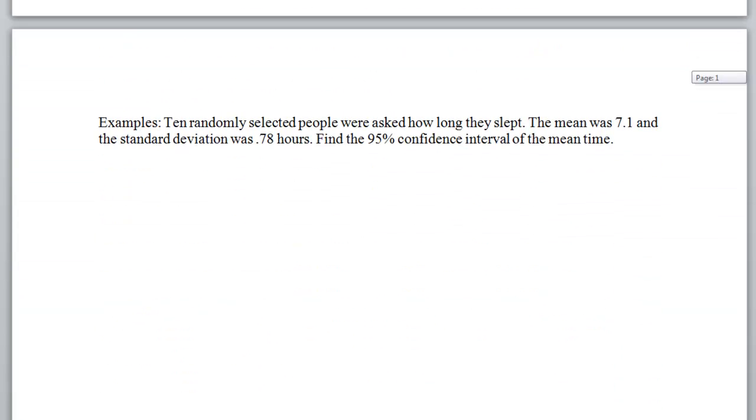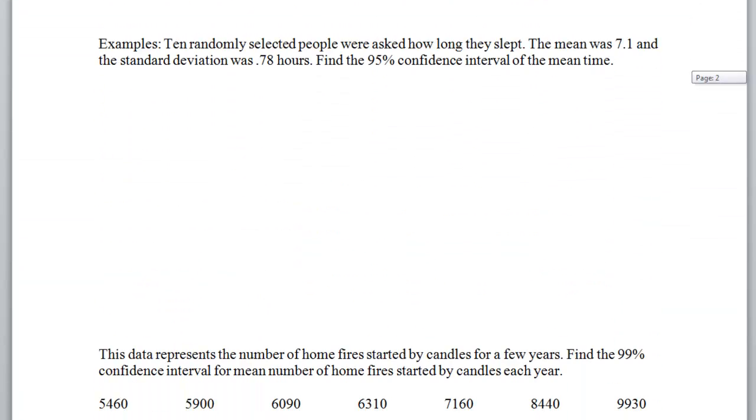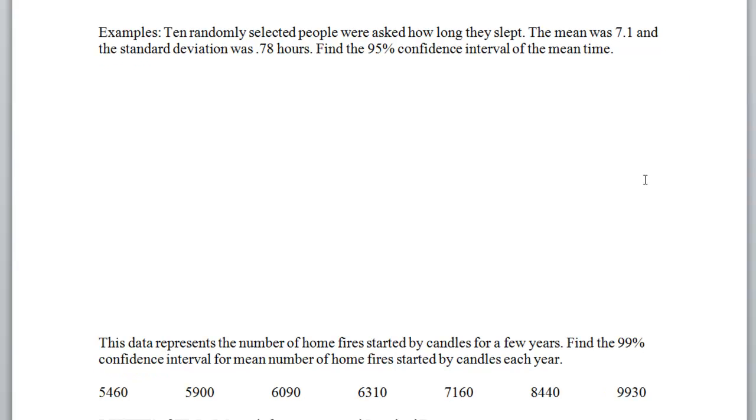All right, so here we are moving down to: 10 randomly selected people were asked how long they slept. Okay, let me get my pen to draw up here. The average in our group was 7.1. The standard deviation in our group was 0.78, and we don't have the data, but assume that all of this is correct from our data of 10 people, and our 95% confidence interval. That's what we're trying to find.